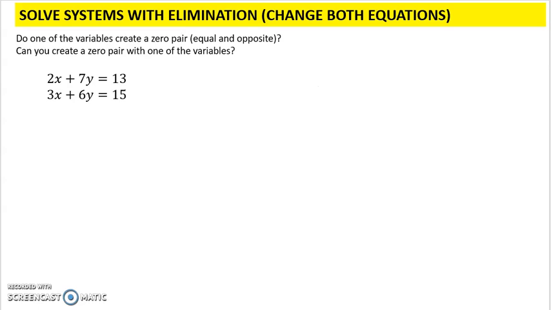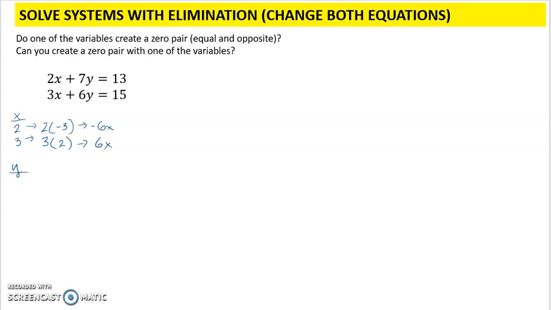Okay, all right, so if we look at our x's here, if I want to change the x's, I have 2 and I have 3. So first thing I'm noticing is they're both positive, so I'm going to have to multiply one of them by a negative number. And I'm seeing like 2 and 3, that has 6 in common. So if I did 2 times negative 3, that would get me negative 6x. If I do 3 times positive 2, that would get me positive 6x. There's a zero pair. So I could go with the x's, okay?